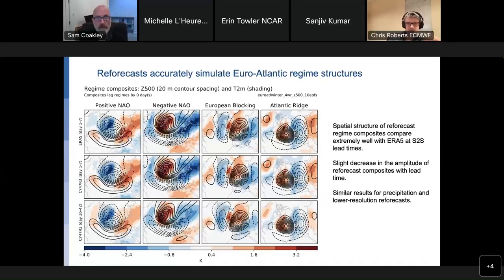There is a slight decrease in the amplitude of the temperature anomalies, but still, I was quite surprised by how well these agreed. We also see extremely similar results if we plot the same for precipitation anomalies. This is for the operational system, but if we use the lower resolution system for the same dates, we get, again, something that looks remarkably similar.